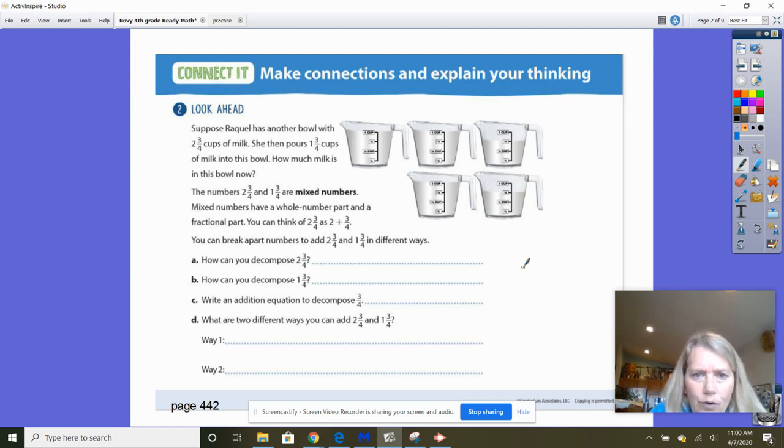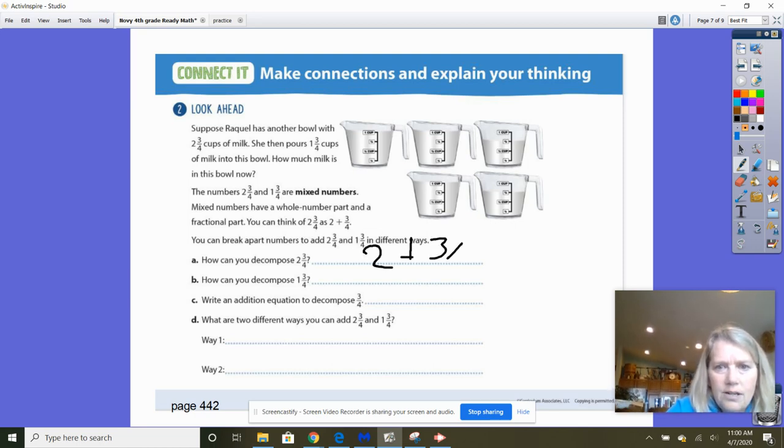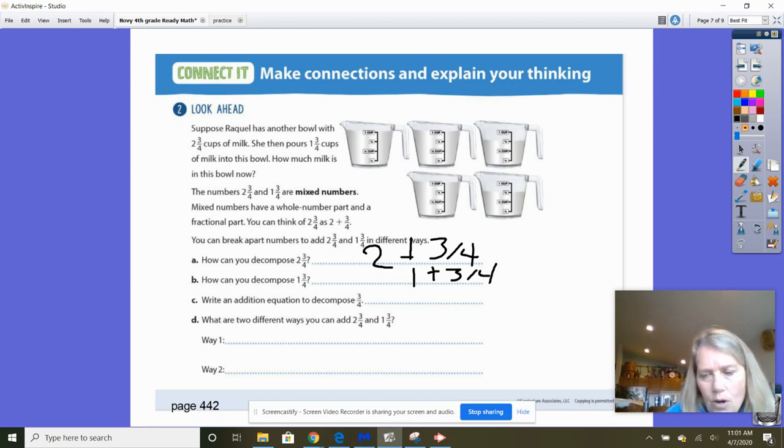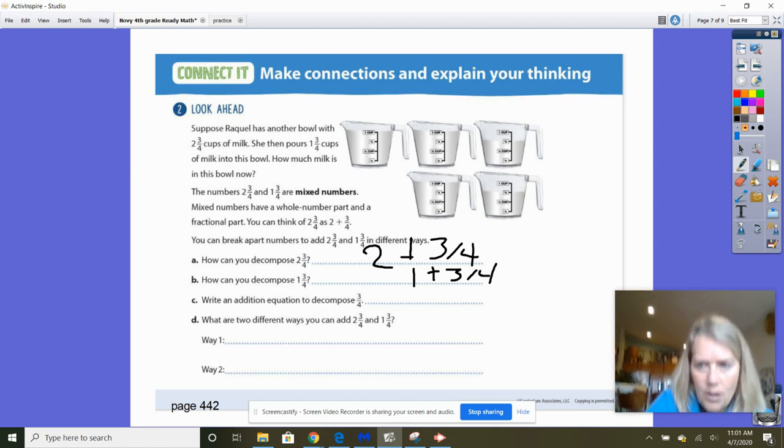You can make up 2 3/4 plus 1 3/4. You can break them apart. So how can you decompose 2 3/4? They kind of just told us right there. 2 plus 3/4. Okay? So go ahead and decompose 1 3/4. And you should have 1 plus 3/4. Hopefully you're ahead of me or with me because it's new.